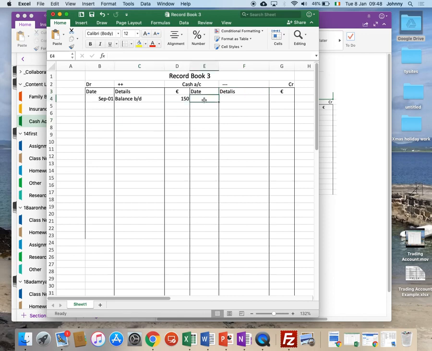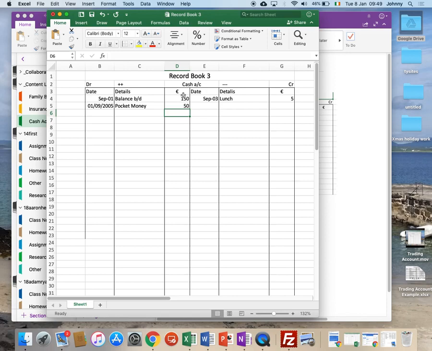CR, fantastic. So we put our days in, so September 3rd, and we're going to call it something, so we call it lunch. What did I spend my money on? And it was €5. Received pocket money, €50. Which side is that on, DR or CR? DR, so September 5th. Sorry, wrong date. I'll have to go and fix that after. So we have pocket money. And it is €50.